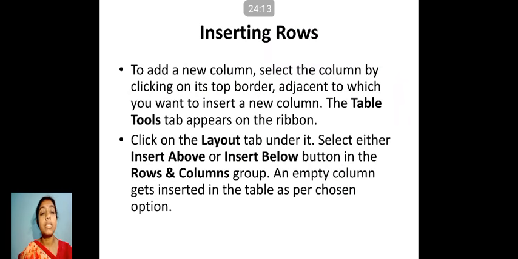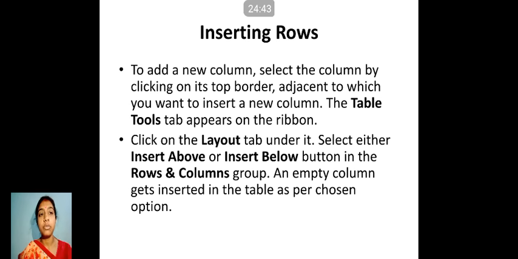Now how to insert a row? We have inserted a column. Now how to insert a row in a table? For that the steps are more or less the same. The first thing we have to do is add a new row. Select the row by clicking on the top border, left border, adjacent to which you want to insert the new row. The table tool tab appears on the ribbon.